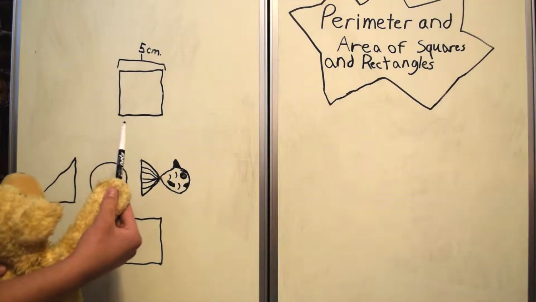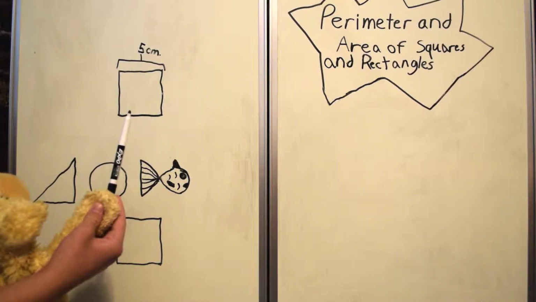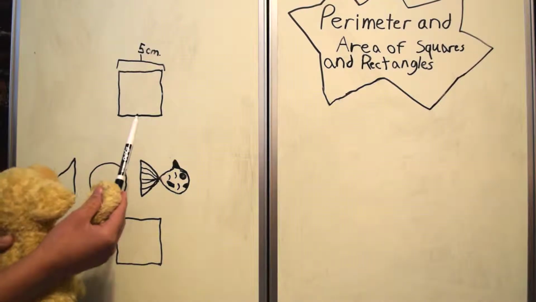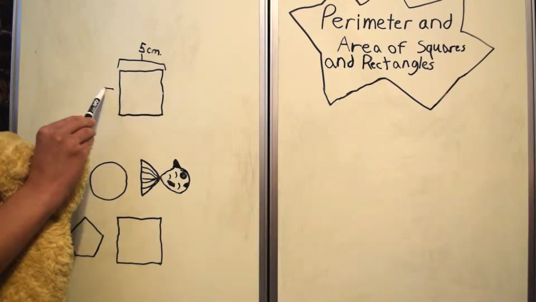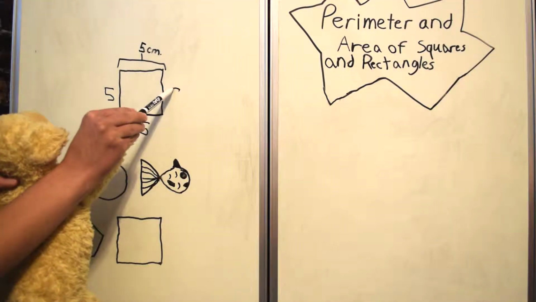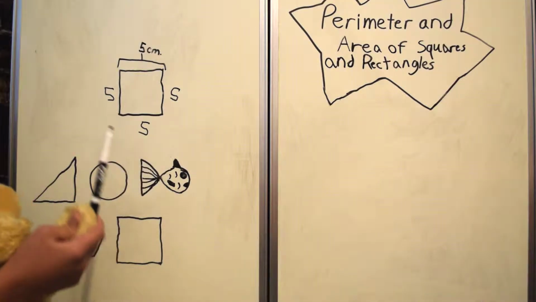As you can see in this picture, the top side of the square is 5 centimeters long. That means that the rest of the sides are also 5 centimeters long, because all the sides of a square are the same length. So this side is 5 centimeters long, this side is 5, and this side is also 5. Now we'll find the perimeter of the square.